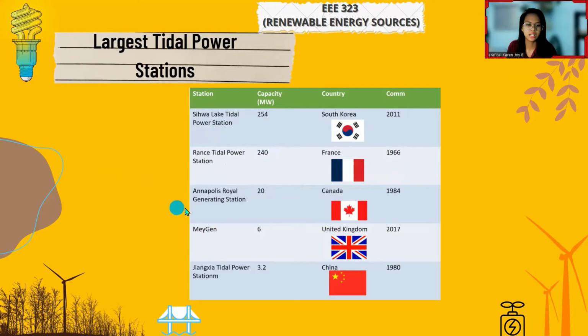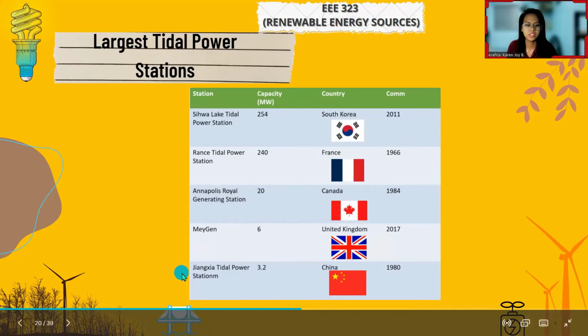The third one is the Annapolis Royal Generating Station. Meron siyang 20 capacity from Canada, and noong 1984 siya. Next is the MeyGen, 6, tapos mula siya sa United Kingdom noong 2017 naman. And last is the Jiangxia Tidal Power Station na meron siyang 3.2 from China noong 1980. Sobrang tagal na nito, hindi pa rin kami pinapanganak.